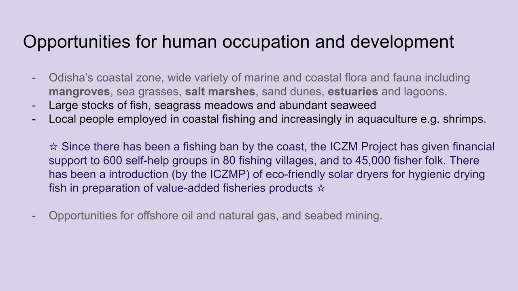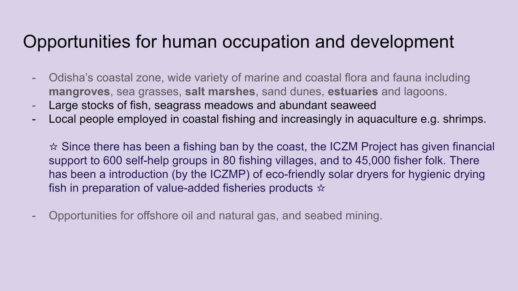So some opportunities for human occupation and development. Odisha's coastal zone has a wide variety of marine and coastal flora and fauna, including mangroves, seagrasses, salt marshes, sand dunes, estuaries, and lagoons. There are large stocks of fish, seagrass meadows, and abundant seaweed. Local people are employed in coastal fishing and increasingly in aquaculture, e.g. shrimp fishing.